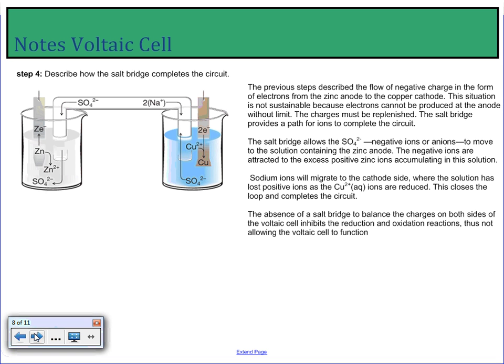The absence of the salt bridge to balance the charge on both sides of the voltaic cell inhibits the reduction and oxidation reactions, thus not allowing the voltaic cell to function.